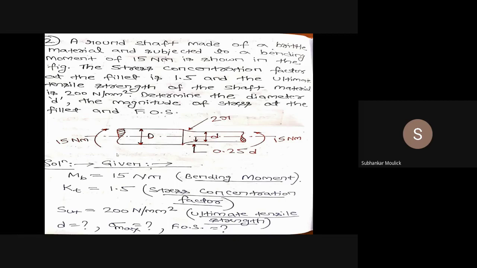The entire shaft will be subjected to bending stress, and the bending moment is given to you: MB is 15 Newton meter. SUT is given as 200 Newton per millimeter square. Since it is a brittle material, what we need to find out is the smaller diameter d of this particular shaft. Maximum stress is generated at the fillet cross section.